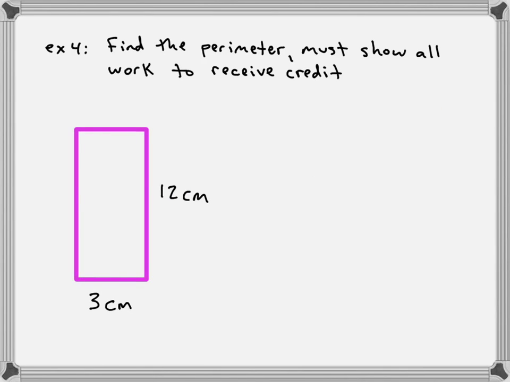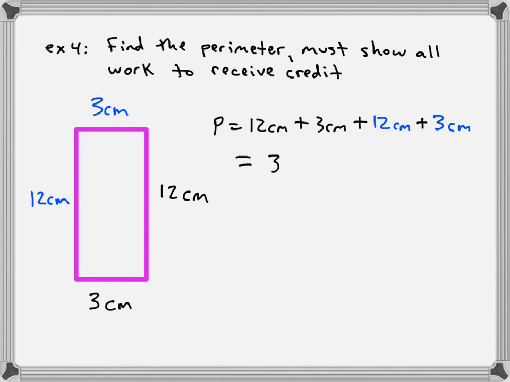Again, same directions. Find the perimeter and show all of your work. So I'm going to finish labeling this rectangle. If that bottom side is 3 centimeters, the top side is 3 centimeters. If that right side is 12 centimeters, the left side is 12 centimeters. Now we can find our perimeter. Add them all up. We have 12 centimeters plus 3 centimeters plus 12 centimeters plus 3 centimeters. When we add them all up, we're going to end up at 30 centimeters for our perimeter.